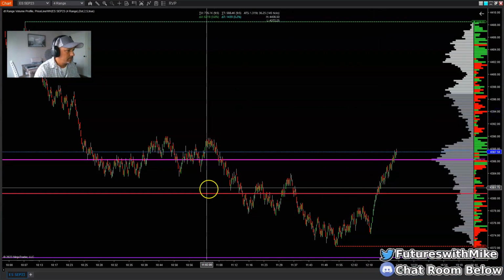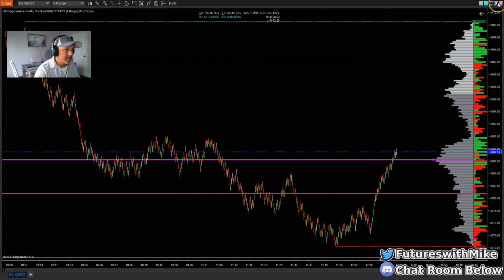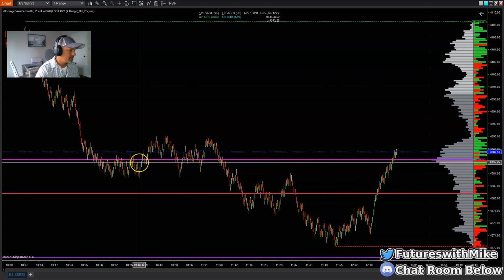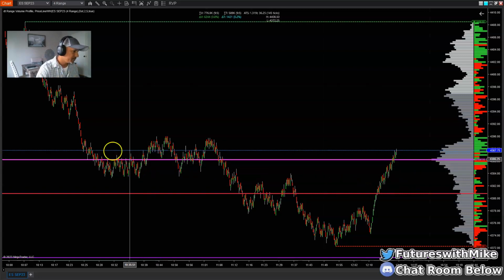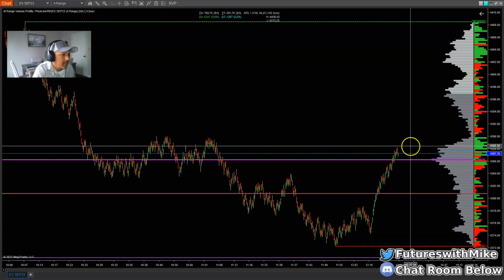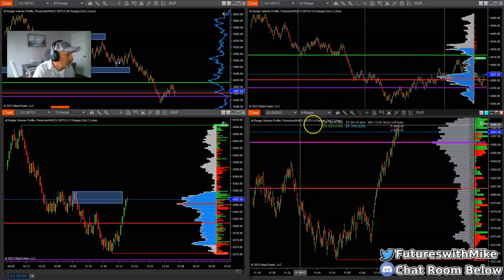So the price can break through it. We can push right through it. But right now I want to see some means of rejection taking place on my 4 range chart. Possibly a breaker structure, pull back. So I'm just gonna wait it out here and see what takes place.